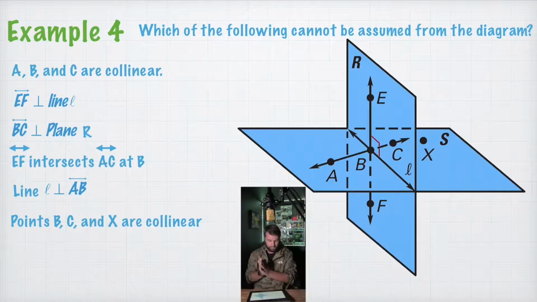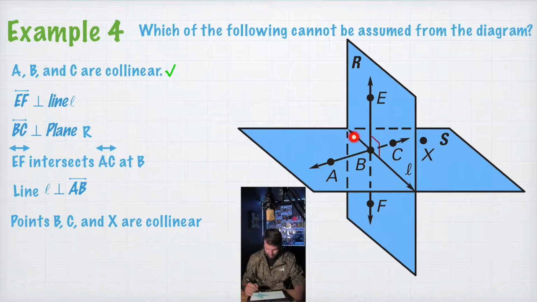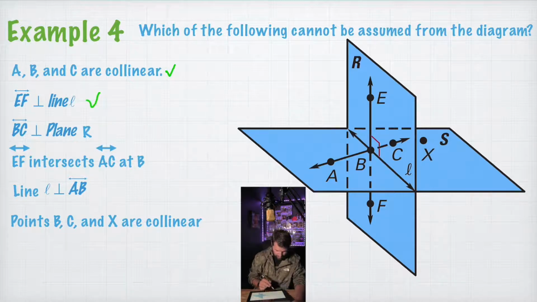So, example 4, our final example, and then we're done. Which of the following cannot be assumed from the diagram? So we're just going to go through it. Can we assume that A, B, and C are collinear? Yes, they all lie on the same line. So we can assume that. I'm going to do that with a green check mark. Can we assume that EF is perpendicular to line L? And we can, because it is labeled perpendicular with the right angle symbol. So, once again, a green check mark.